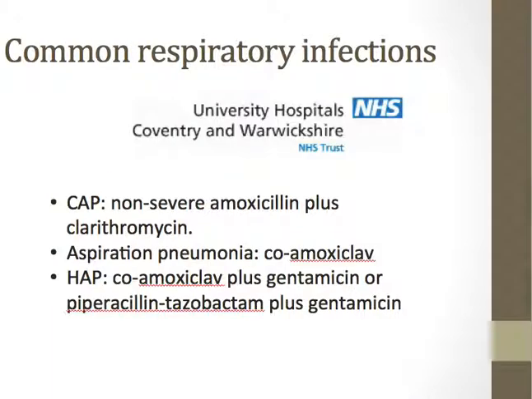So, antibiotics for common respiratory infections. I've just reproduced a little bit of the UHCW guideline here. So for community-acquired pneumonia, if it's not severe, they would use amoxicillin plus clarithromycin. For aspiration pneumonia, co-amoxiclav. And for hospital-acquired pneumonia, co-amoxiclav plus gentamicin to increase the spectrum, particularly in the gram-negative direction, or the extended spectrum penicillins, piperacillin-tazobactam, plus gentamicin.